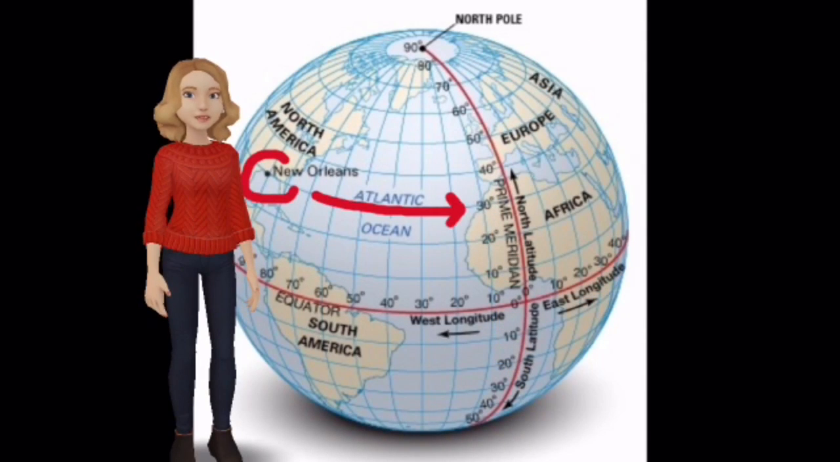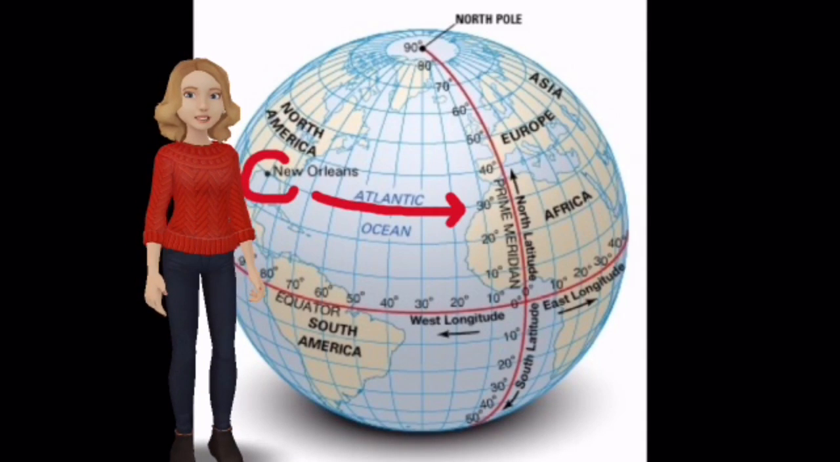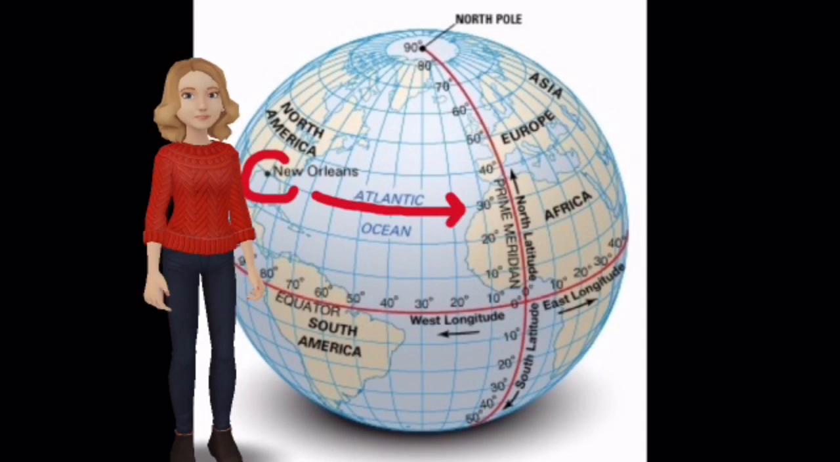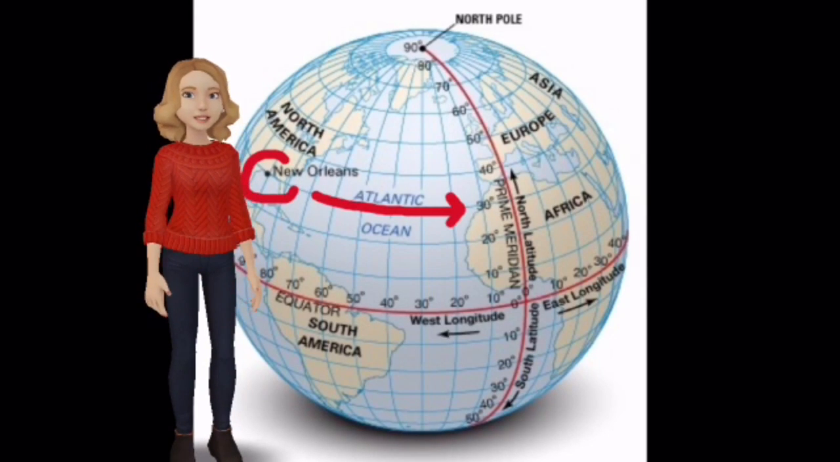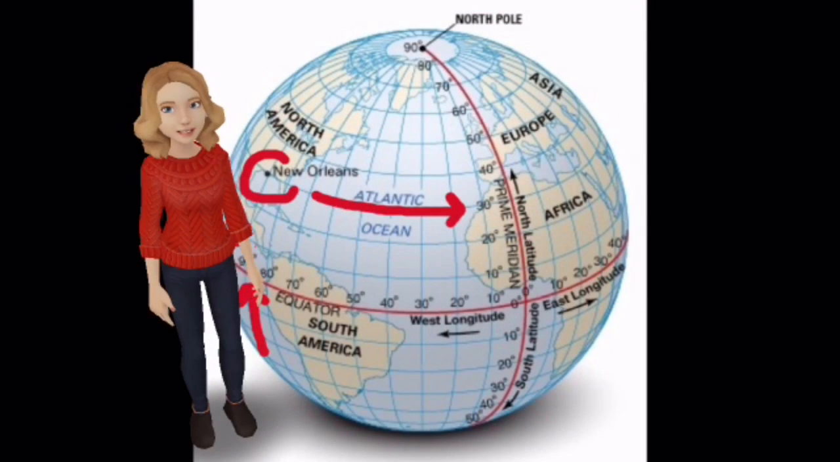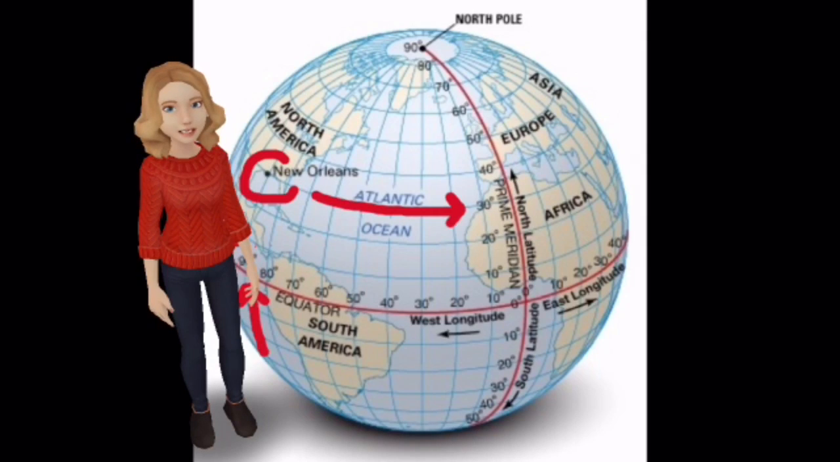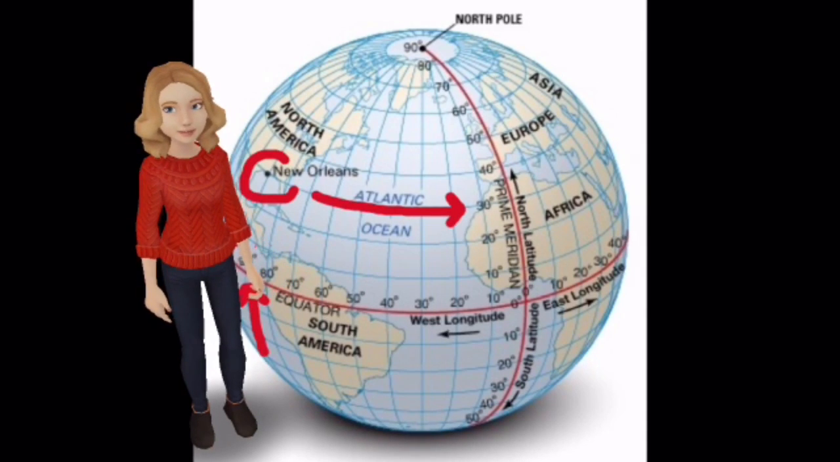Next, we have to figure out the longitude. And for this, we always begin at the prime meridian. In this case, we are moving left or west. So, starting with 10, 20, 30, 40, keep going until you find the line that New Orleans sits on. Did you figure out that New Orleans sits at 90 degrees west longitude? That means that New Orleans coordinates are 30 degrees north, 90 degrees west.